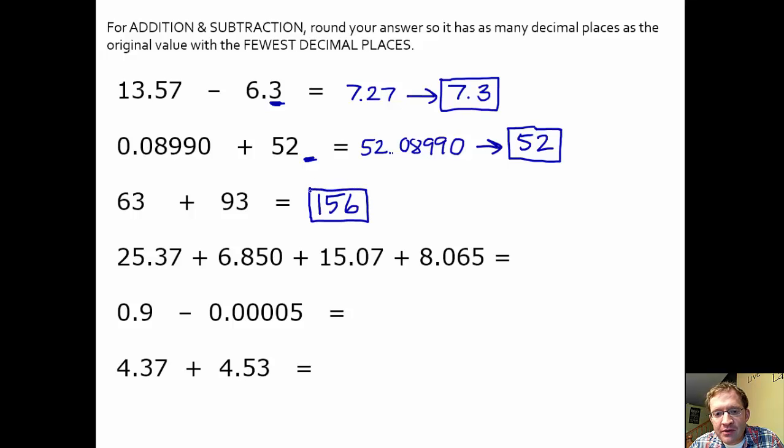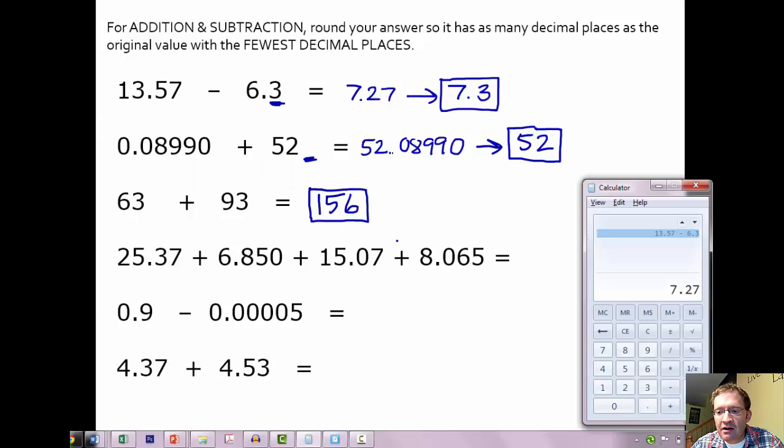A couple bigger problems here with 4 numbers to add together. Let's bring that calculator back up and punch that in. 25.37 plus 6.850 plus 15.07 plus 8.065. And our calculator tells us the answer is 55.355. Well, if we go back to our original numbers here again, 25.37, 2 decimal places, 15.07, 2 decimal places, and each of the others there have 3. So when we look at our answer, it needs to have not 3, but 2 decimal places.